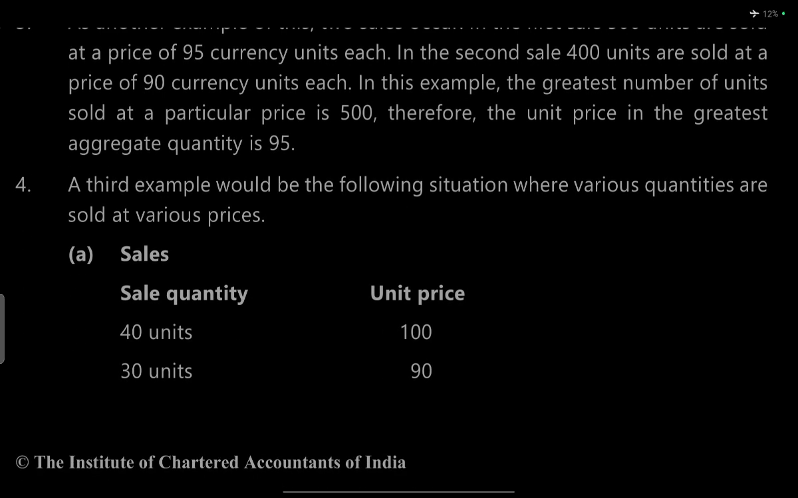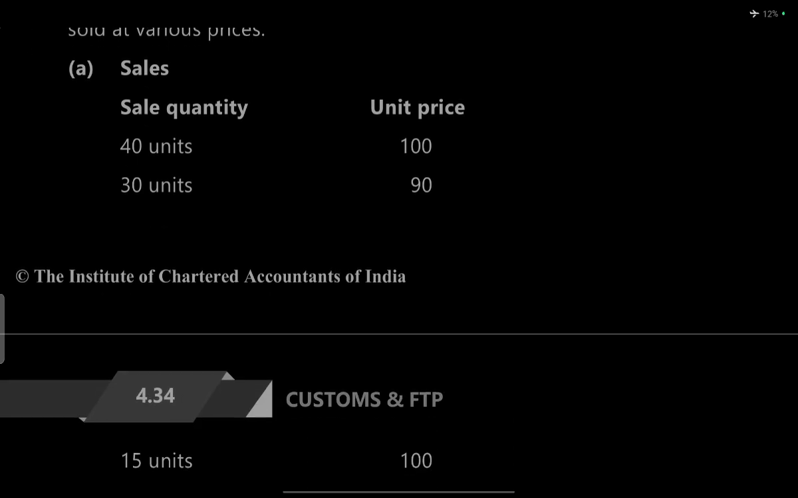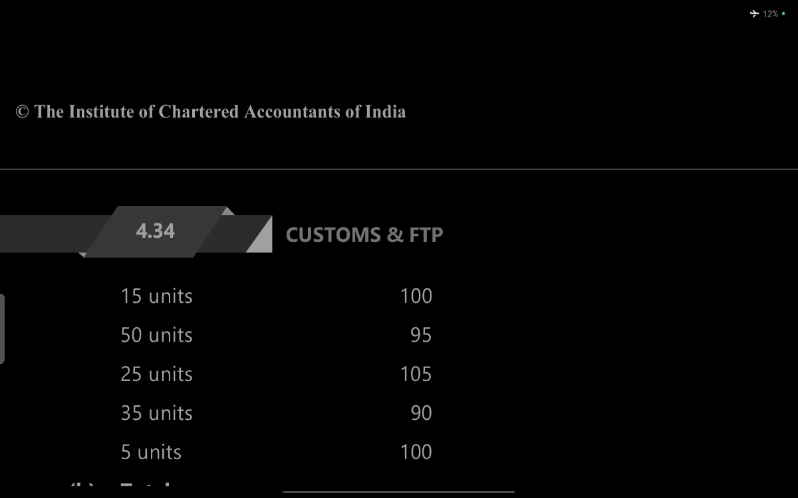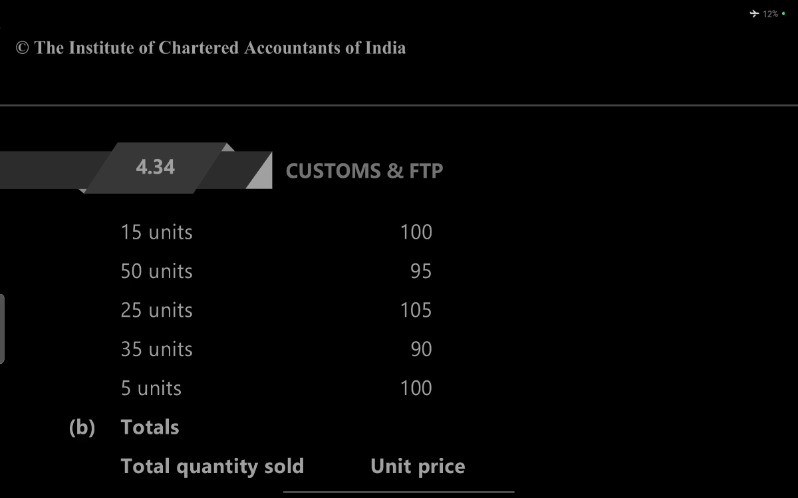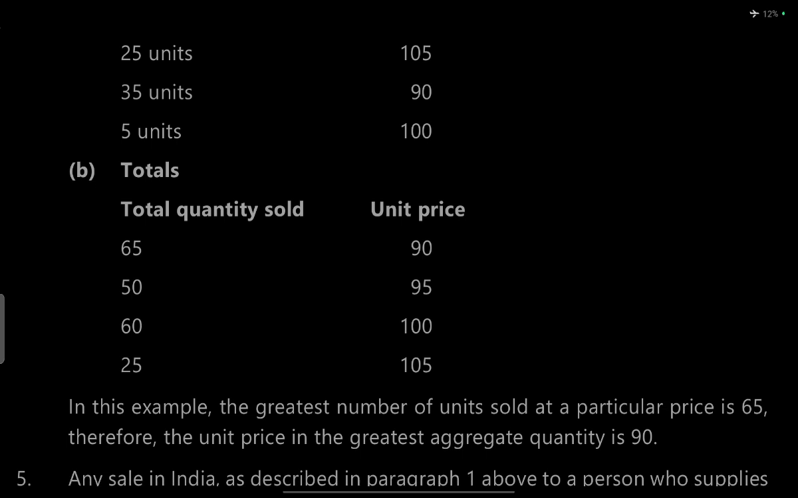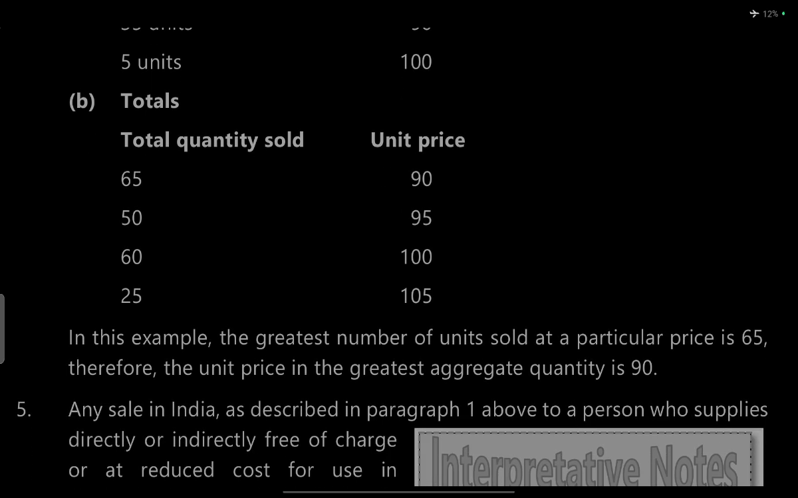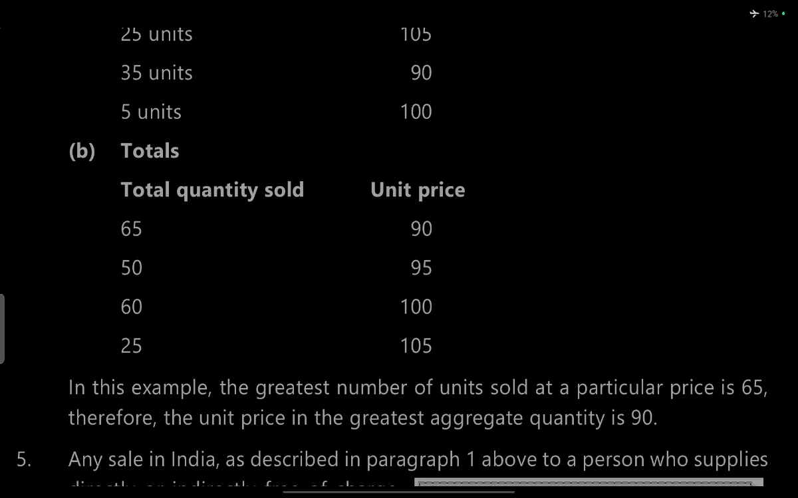The third example establishes a situation where various quantities are sold in different ways. Sales: 40 units at a unit price of 100, 30 units at 90, 15 units at 100, 50 units at 90, 25 units at 105, 35 units at 90, and 5 units. The total quantity sold is 60 at 100, 65 at 90, 50 at 105. The greatest number of units sold at a particular price is 65. Therefore, the unit price of the greatest aggregate quantity is 90. The highest quantity sold is the units sold at that price.